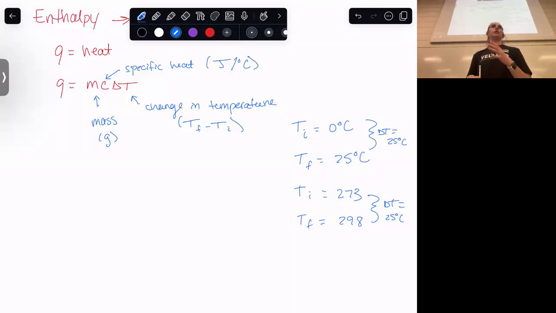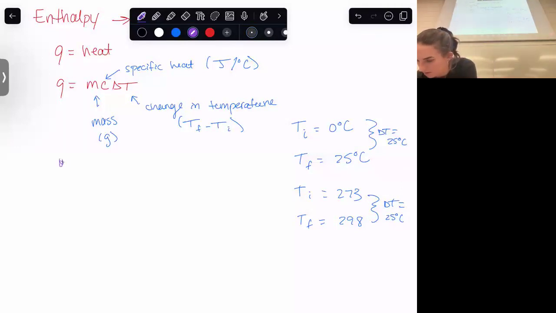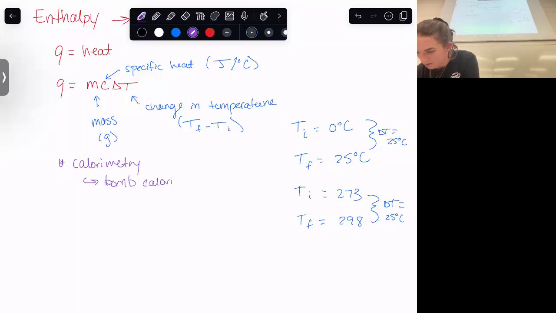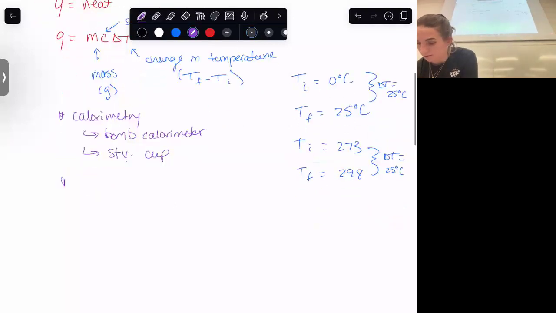Any questions on Q equals MC delta T? When do we usually use this? What's an example? Or what's like a problem? Yeah, calorimetry. So calorimetry, right. You can say a bomb calorimeter is sometimes what you see. This is like your styrofoam cup. Any sort of thing like that. You can also have this for your heating curves.